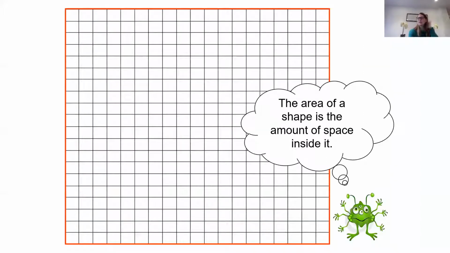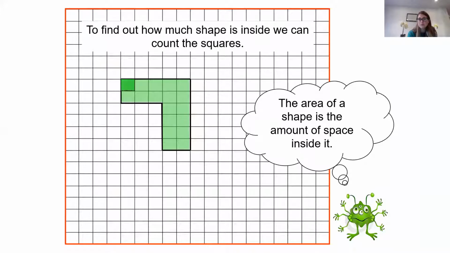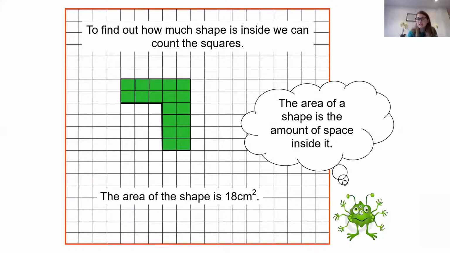So area, as I said, is the amount of space inside of a shape. So you could simply count squares inside of a shape. Quite often it is as simple as that. If you think back to when we did area last time, I made you take off your shoes in the classroom and draw around your foot. And we counted how many squares your feet took up. So the area of this shape was 18 centimetres squared. It took up 18 squares.